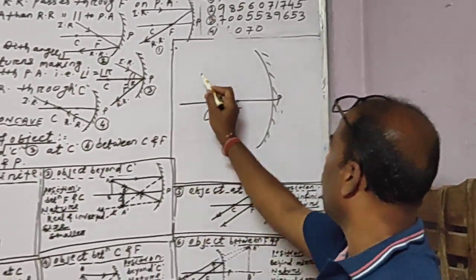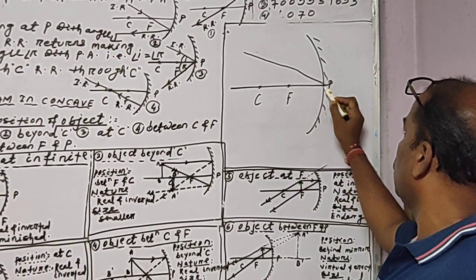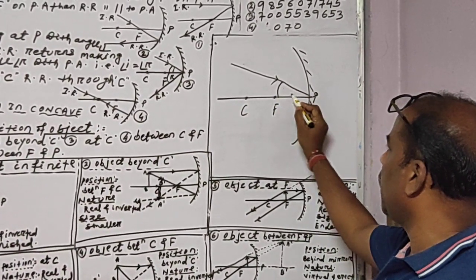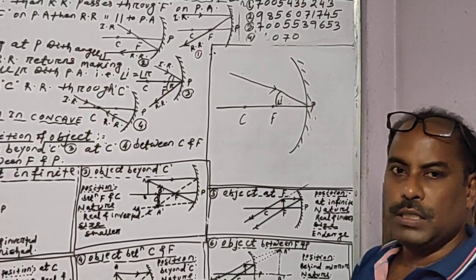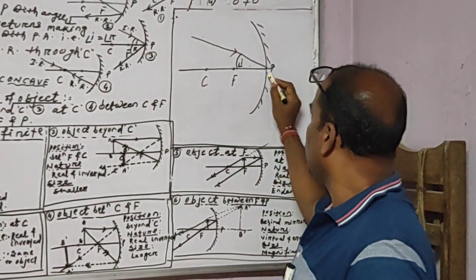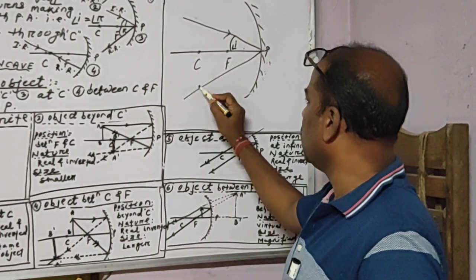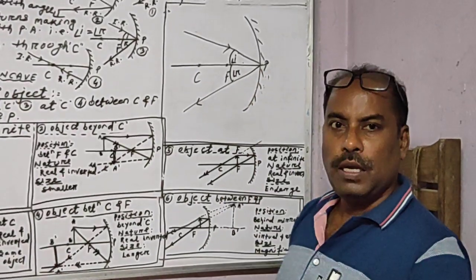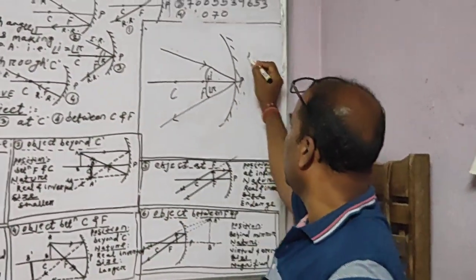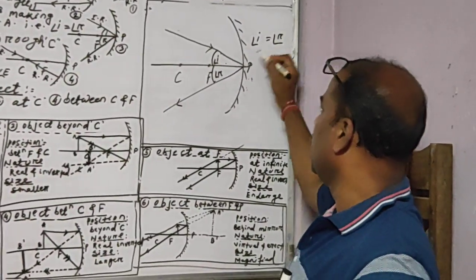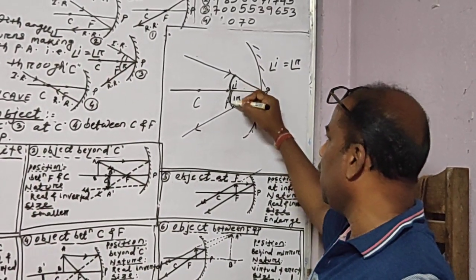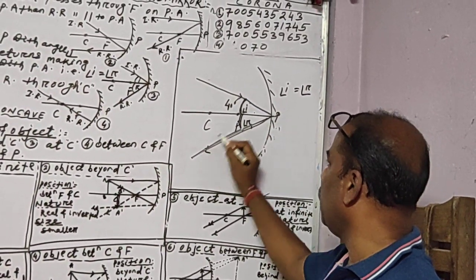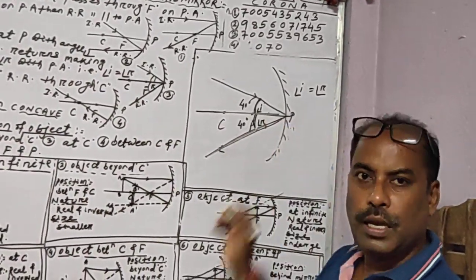If the ray comes and strikes at P, this is the incident ray coming. An angle is formed with the principal axis, that is called i. Angle i means angle of incidence. Then from here it will return back on the same side, making the same angle. This is called angle r, or angle of reflection. So angle i is equal to angle r. Whatever angle it creates here, with the same angle it will return back. Suppose this is 40 degrees, then the reflected ray will return back making 40 degrees with the principal axis.